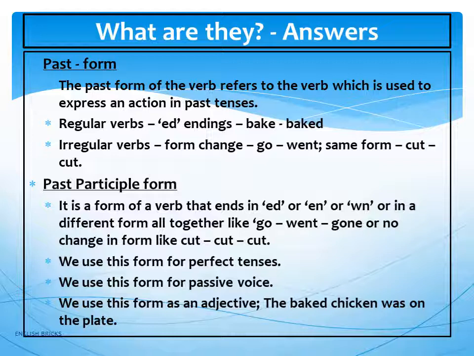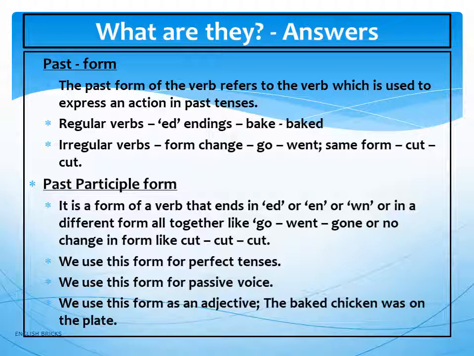What about the past participle form? It is a form of a verb that ends in ed or en or wn or in a different form altogether, like go, went, gone, or sometimes no change in form, like cut. But in this past participle form for regular verbs, you must remember, it is the same. The past form and the past participle form are the same, ed ending.